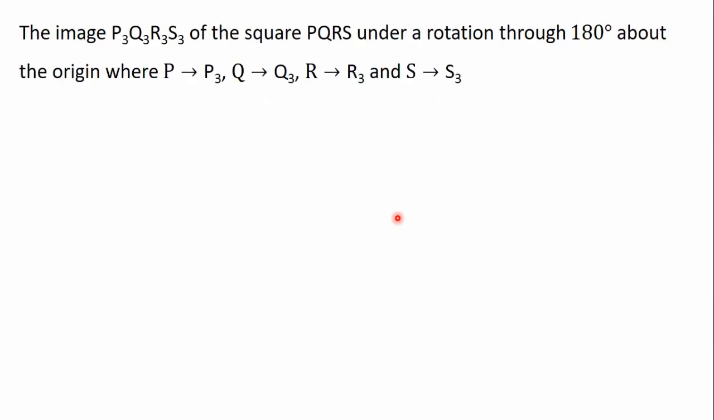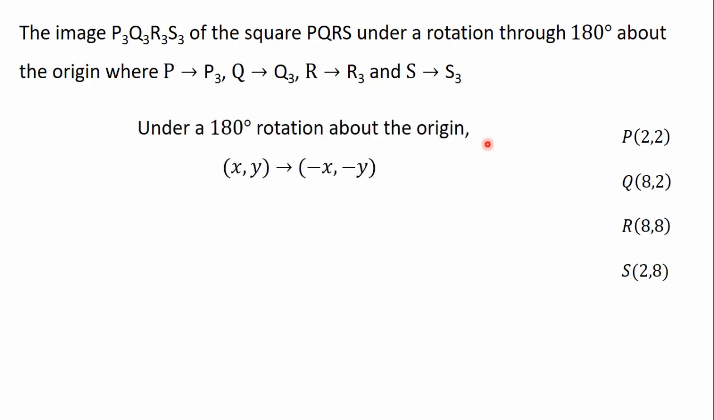Let's do that. The points we are going to rotate are P, Q, R, S. We rotate P to get P3, we rotate Q to get Q3, we rotate R to get R3, and we rotate S to get S3. In the videos on rotation of a point in the XY plane, we learned that under a 180 degrees rotation about the origin, the rule for the transformation is (x, y) maps to (minus x, minus y). So we are going to use this rule to rotate these points to get P3, Q3, R3, S3.